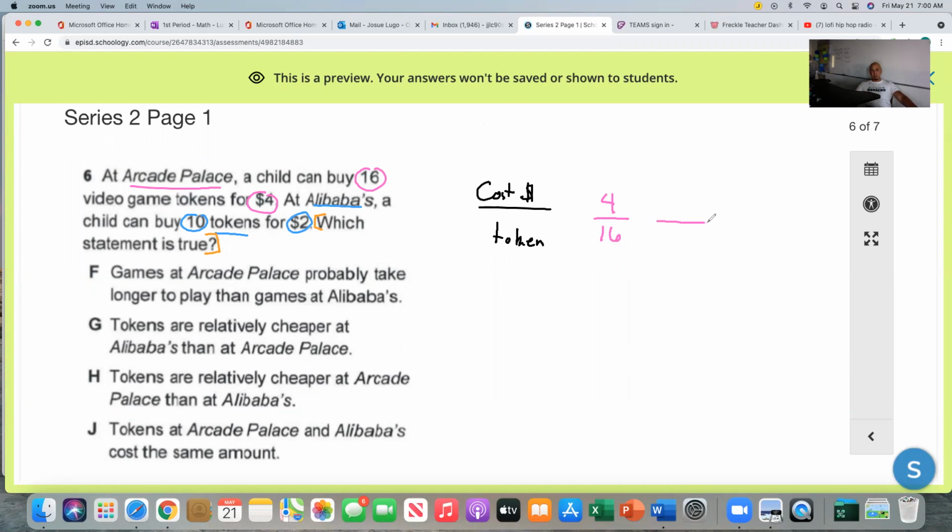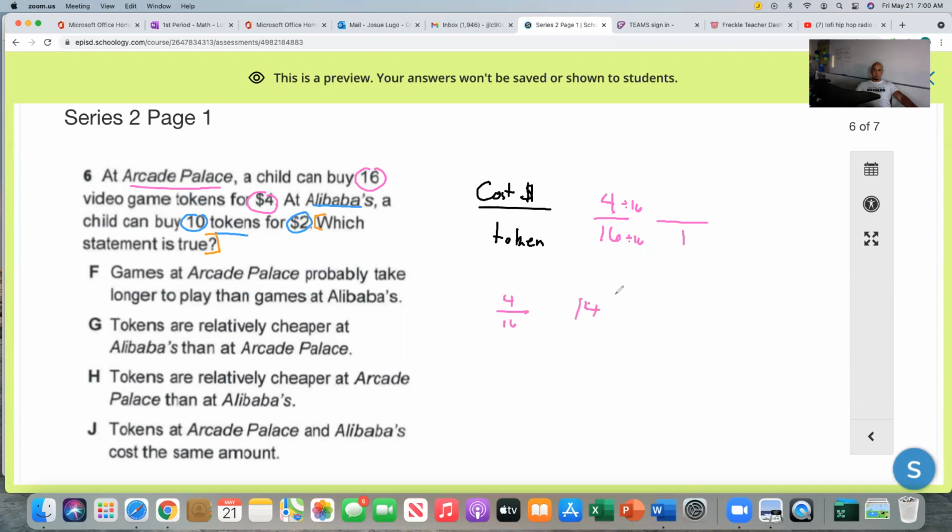So in other words, what do we have to do to 16 to get to 1? Well, obviously, you can divide it by 16. You can divide it by itself. And I realize it's going to give us a decimal, but that's totally fine. So 16 divided by 16 is 1. 4 divided by 16. So let's go ahead and do that. So 4 divided by 16.